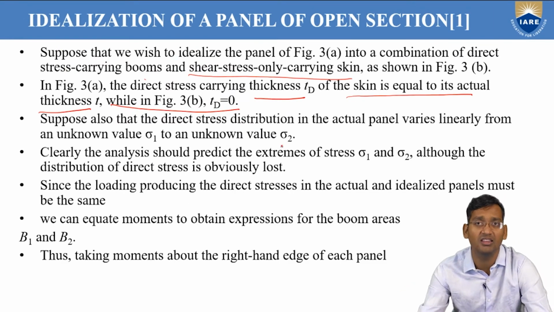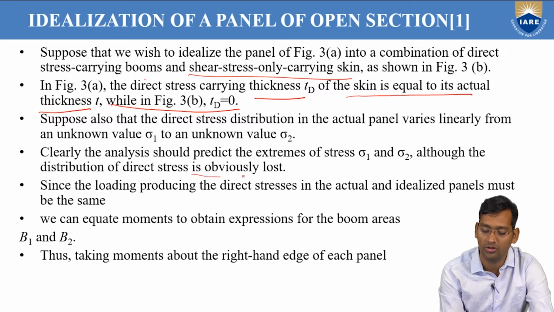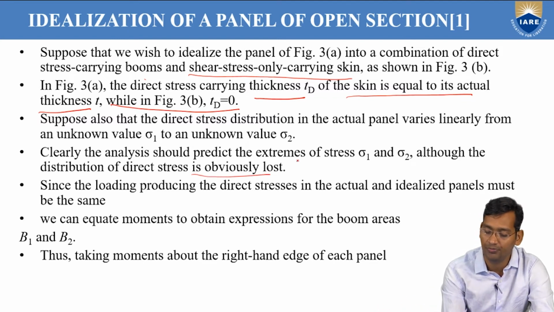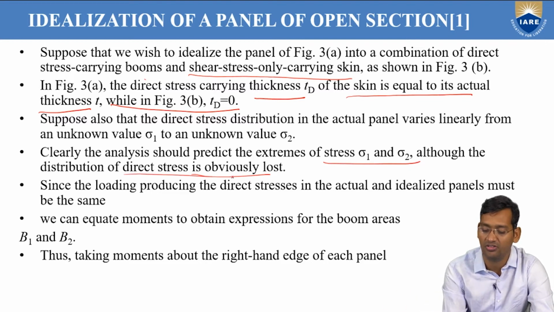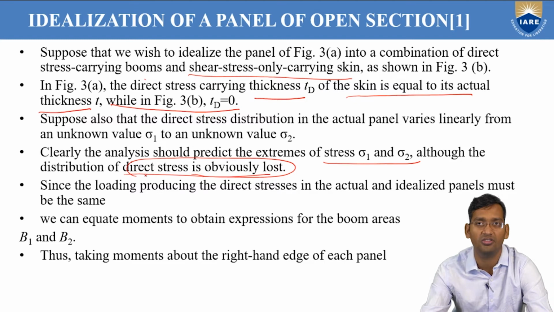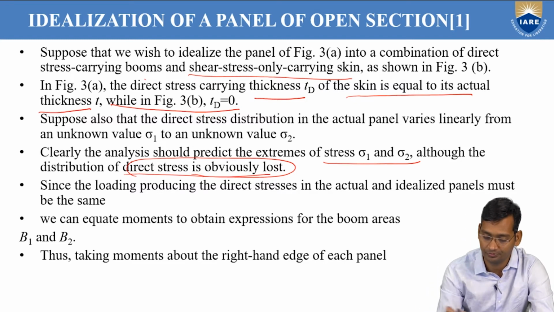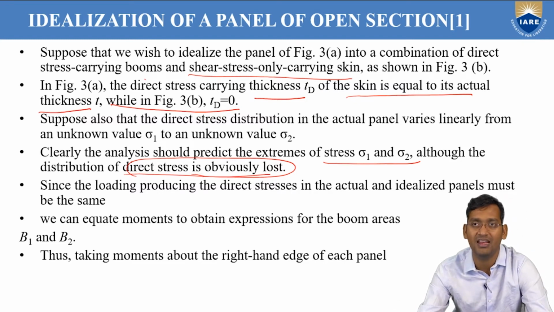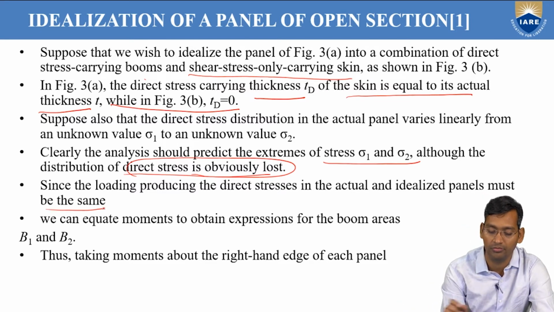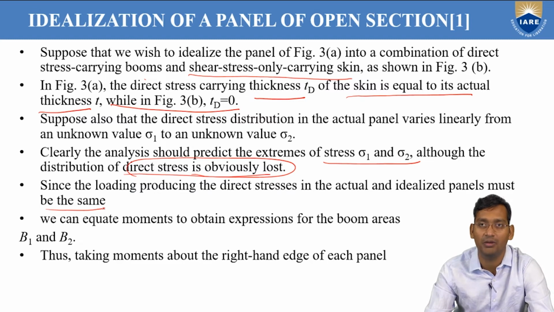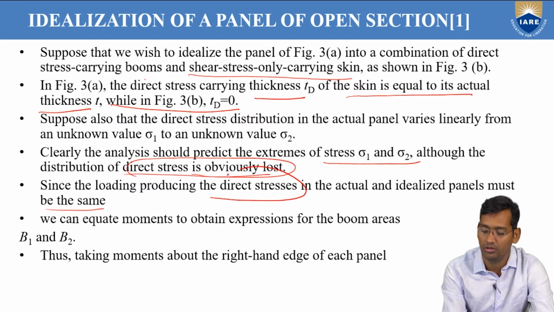Clearly, the analysis should predict the extremes of sigma 1 and sigma 2, although the distribution of direct stress is obviously lost, which means the direct stress won't be there. Since the loading produced the direct stresses, the direct stresses in the actual and idealized panel must be the same in both cases. That direct stress should be the same.